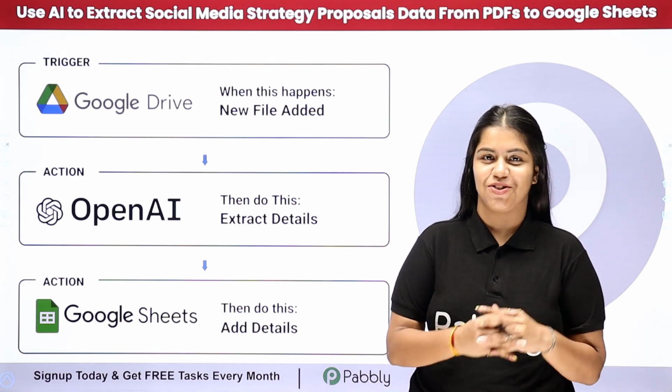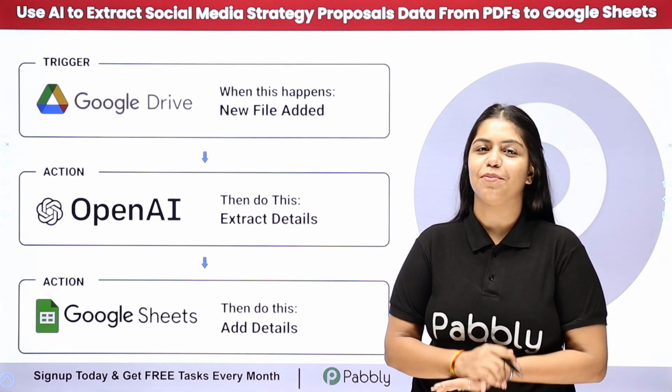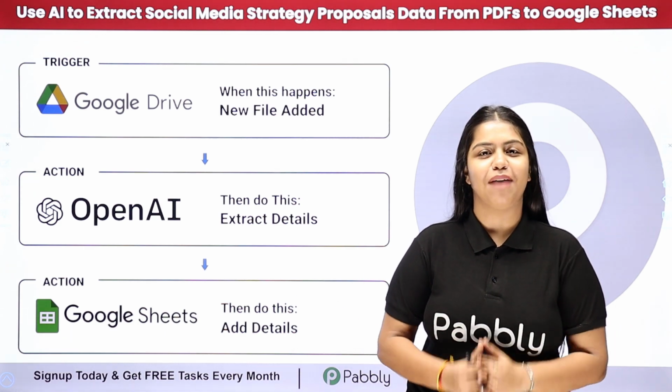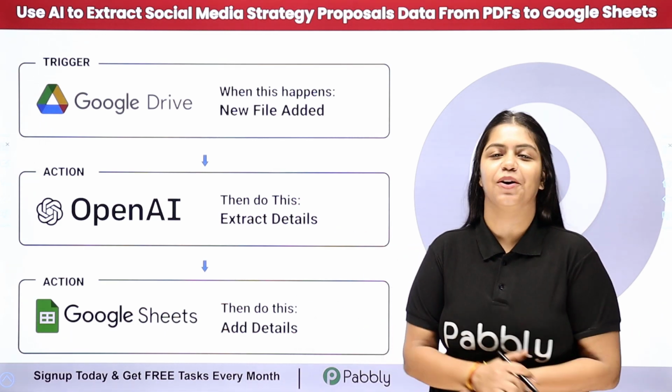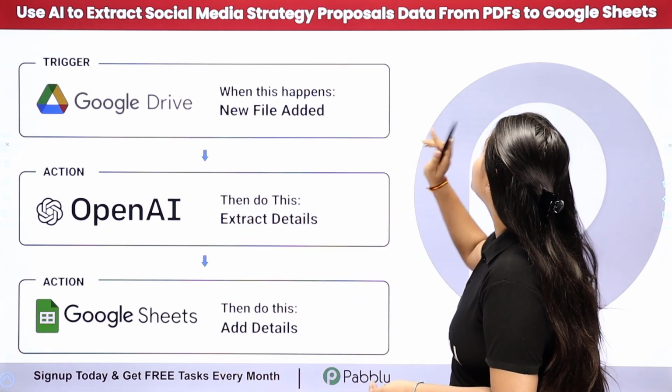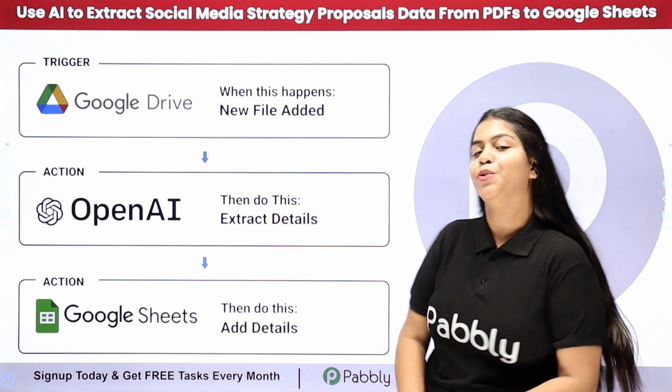So do you also want to extract the details from social media proposals? Then this video is definitely for you. So hello all, welcome back to Pabbly Connect, and in this video we are going to understand how to use AI to extract social media strategy proposals data from PDFs to Google Sheets.